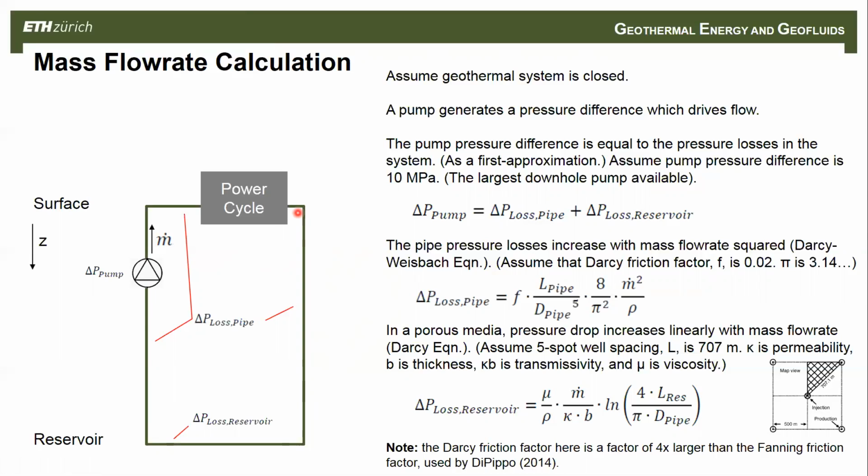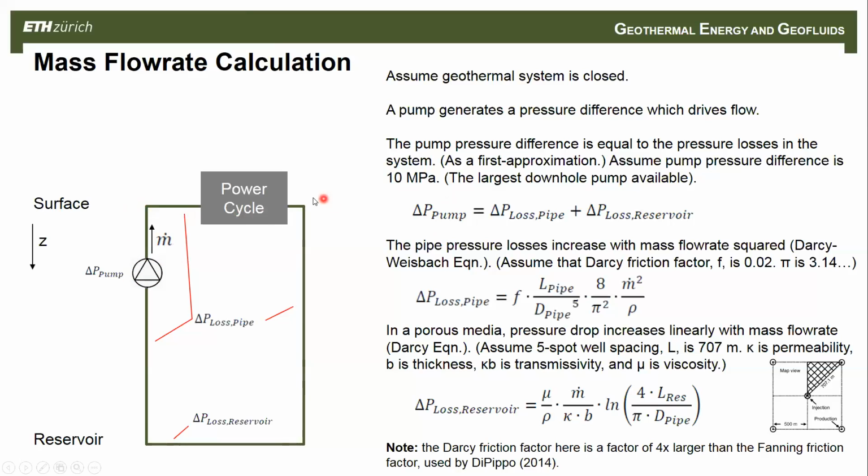That's just to overcome losses when you move flow, either through piping up here or through a reservoir. It incurs irreversible losses that just have to happen to move the flow. So the losses in all of the pipe and in the reservoir have to be equal to whatever pressure increase is caused by the pump. So this pump pressure increase is equal to the pressure losses in the pipe and the reservoir. Usually this is an optimization, but as a first approximation, you can just say it's 10 megapascal, because 10 megapascal is the biggest pump that you can buy that can be downhole in a well like this.